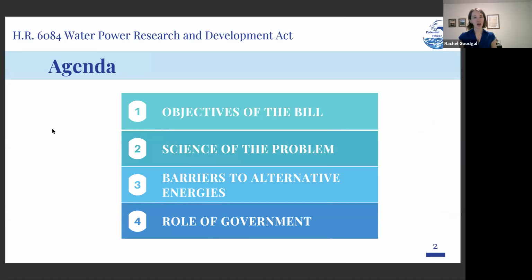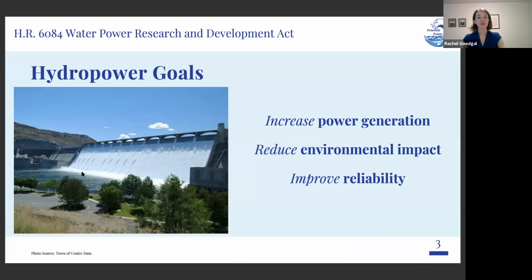Today, we'll start by talking about the bill. What is it trying to solve? We'll get into the science of the problem, discuss barriers to alternative energies, and finally touch on the government action needed. The Water Power Research and Development Act provides for a program of research, development, demonstration, and commercial application in 2 related sectors, hydropower and marine energy technology.